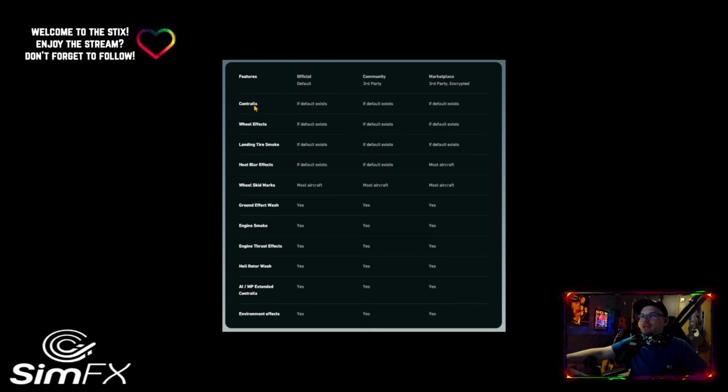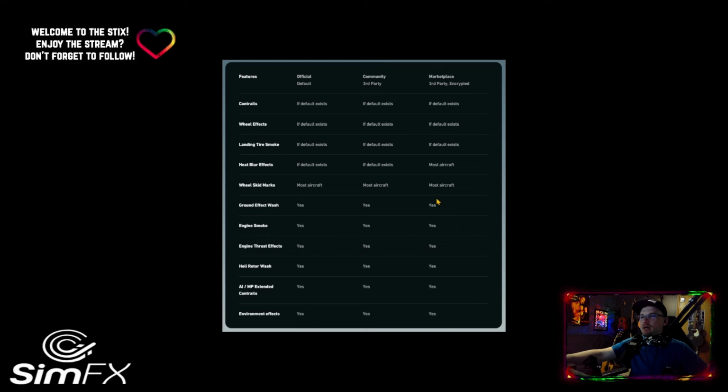So you notice that it has the list of features: contrails, wheel effects, landing tire smoke, heat blur effects, wheel skid marks, ground effect wash, engine smoke, engine thrust effects, heli rotor wash, AI/multiplayer extended contrails, environment effects.